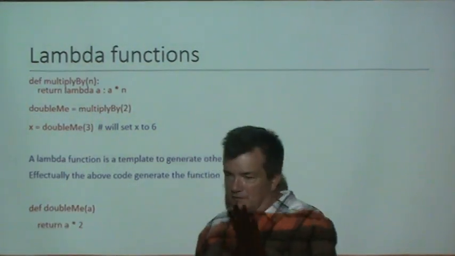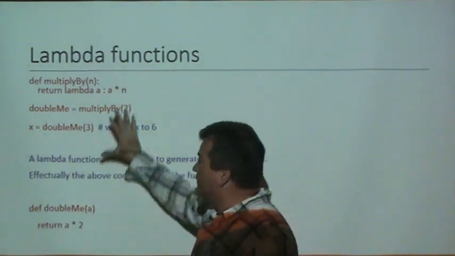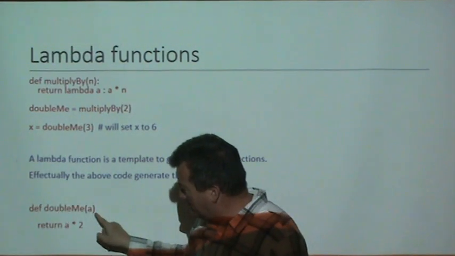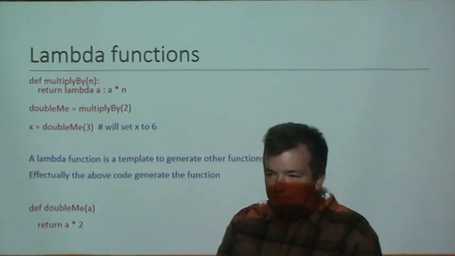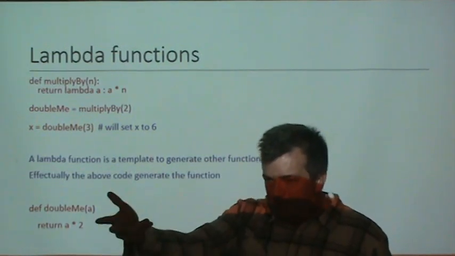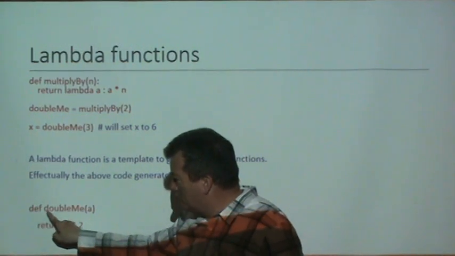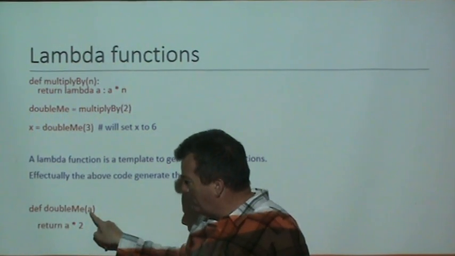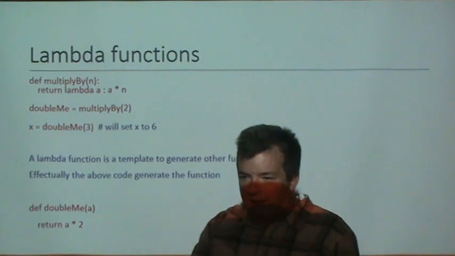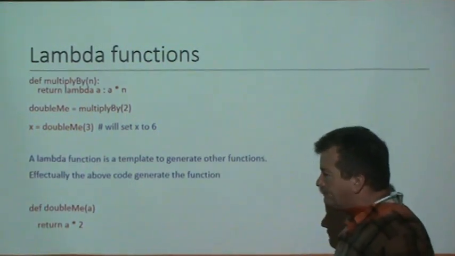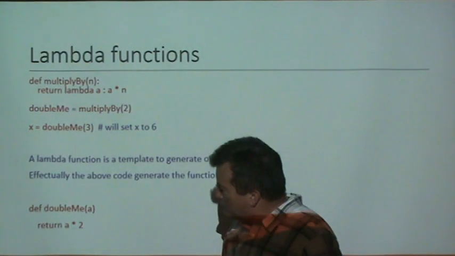So if you wanted to, maybe I should have done this first and done this second. If I wanted to have a function called double me, you give me an input value and I multiply it by 2 and give it back to you, the way we would do that is I would write a definition, I'd call it double me, take in an input parameter of a and return a times 2, give that back to you. You give me a number, I'll double it.